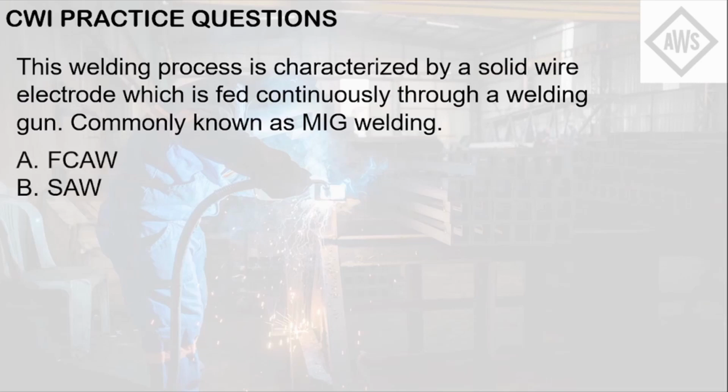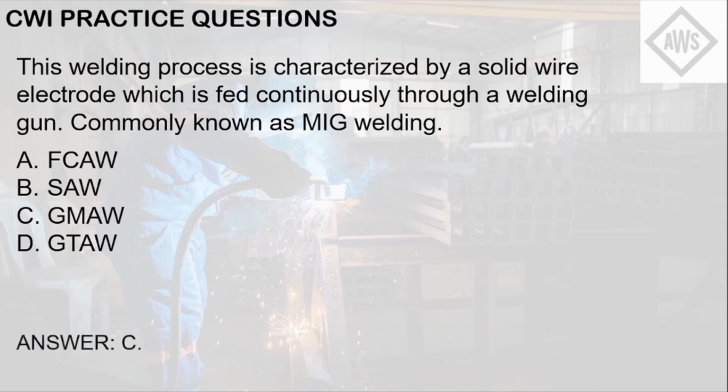Letter A, FCAW. Letter B, SAW. Letter C, GMAW. Letter D, GTAW. So FCAW is characterized by a tubular electrode, so definitely that's not the answer. SAW is submerged arc welding, which is an automatic welding process. GTAW is a welding process which consists of a filler metal or a filler rod with a tungsten electrode to heat and weld the metal. So that leaves us to the answer, letter C, GMAW.